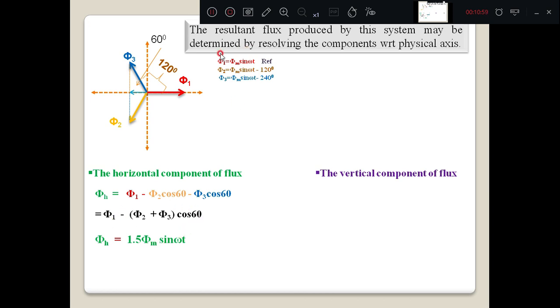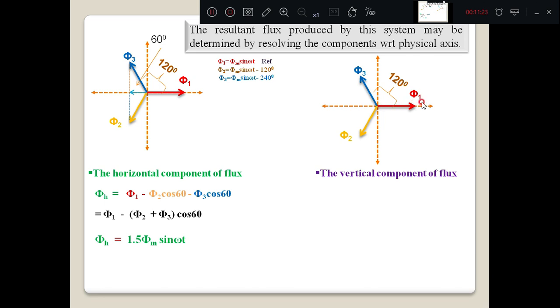You have to substitute all these phi 1, phi 2, phi 3 and simplify. After simplification what I am getting is 1.5 times phi m sin omega t. Similarly, you have to go for the vertical component. Once again I am drawing the phi 1, phi 2, phi 3. What I want is the y component or vertical component.